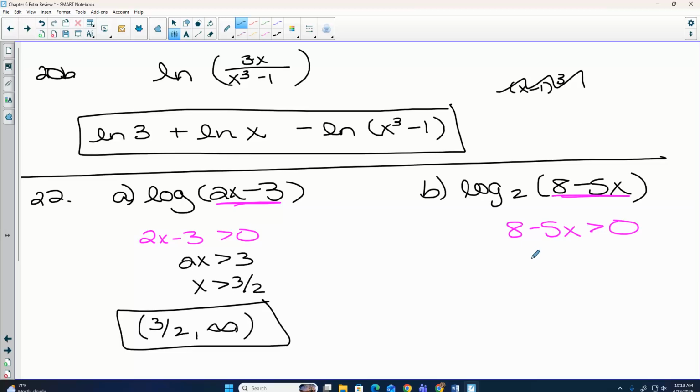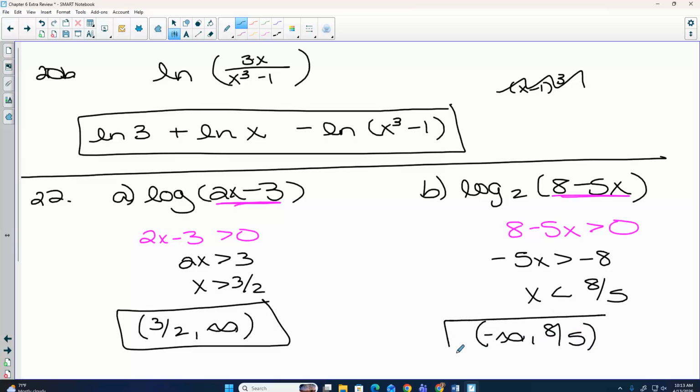This one, if I solve, I subtract my 8. What happens when you divide by a negative? So I get x is less than 8/5. If you're less than, it's smaller, so that would be negative infinity to 8/5. So domain, just whatever's in your parentheses greater than 0.